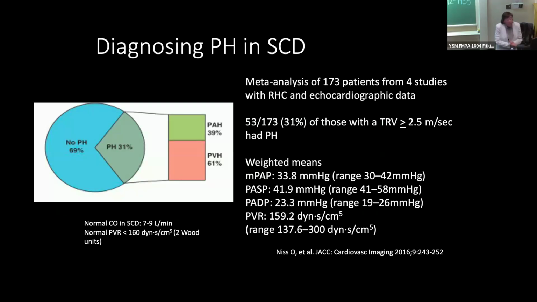But what we know about echoes compared to right heart cath in this data, this is a meta-analysis that was published by Omar Nis at Cincinnati Children's about 8 or 9 years ago at this point, of 173 patients across 4 studies who had both right heart cath and echocardiographic data.